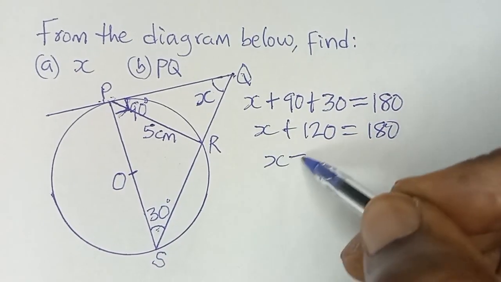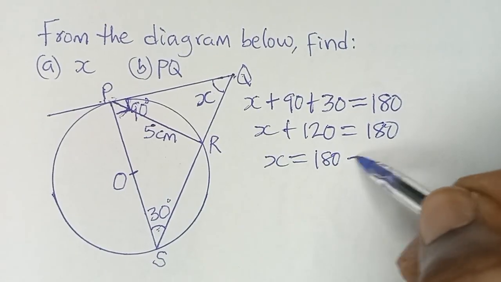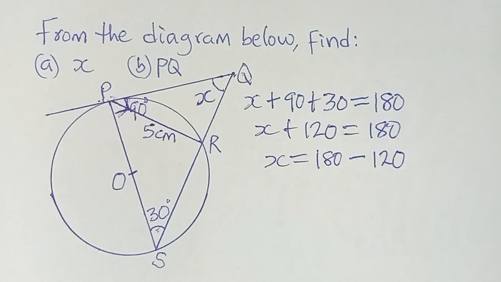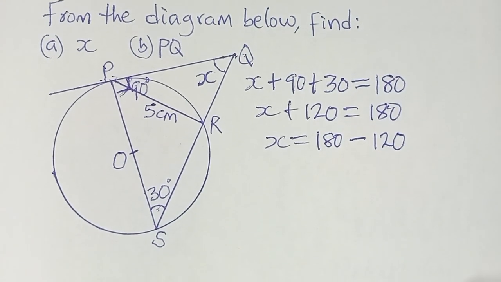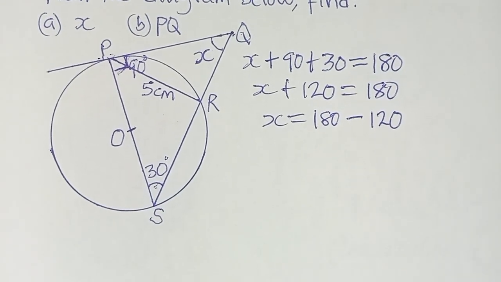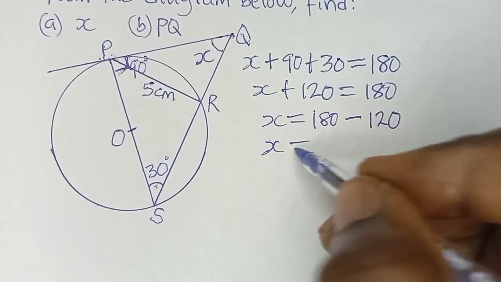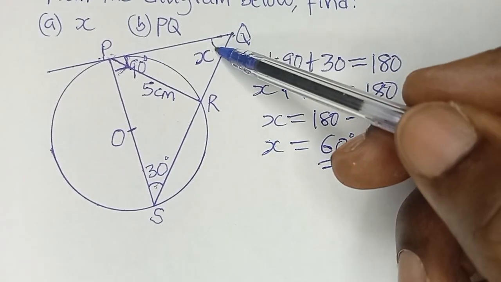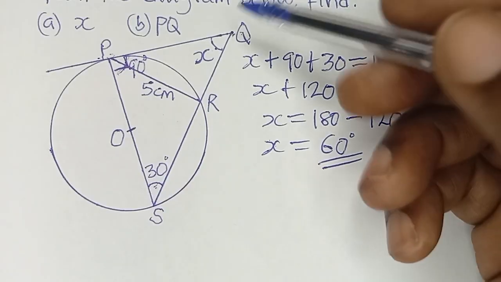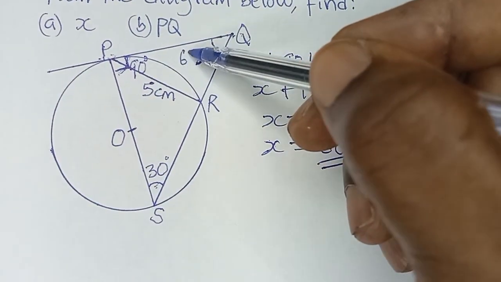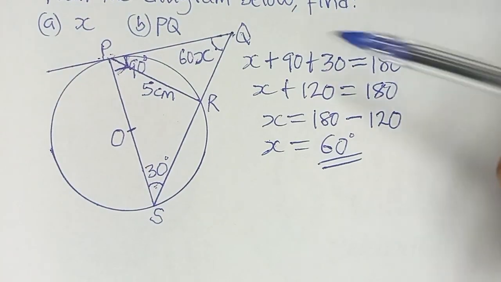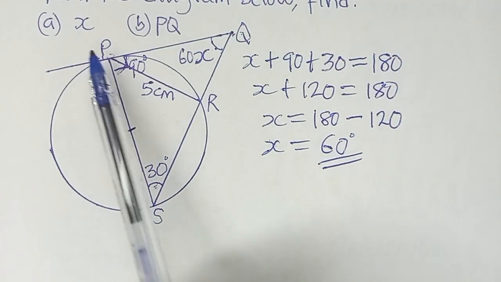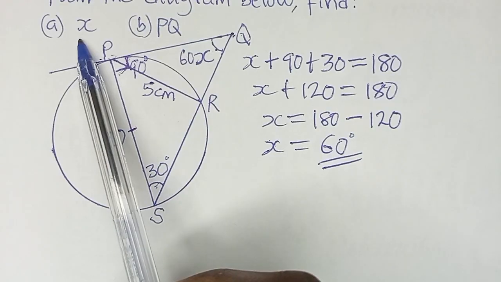And from there we have x is equal to 180 minus 120. And that gives us the value of x as 60 degrees. So the value of x now is 60. I can just put 60 here to show that the value of our angle x is 60. So that gives us the answer to question A. We have gotten the value of x.